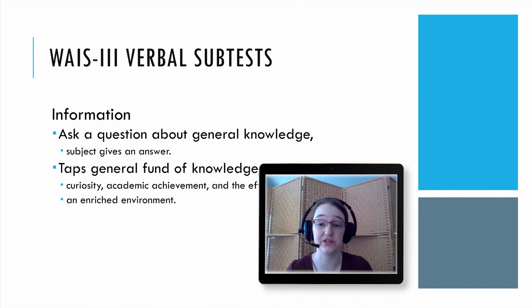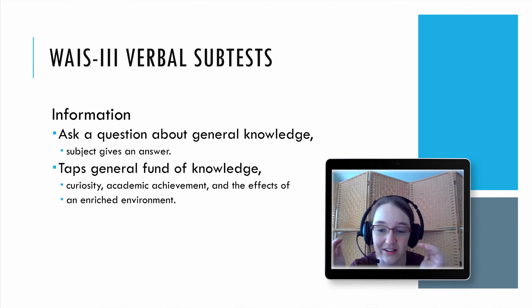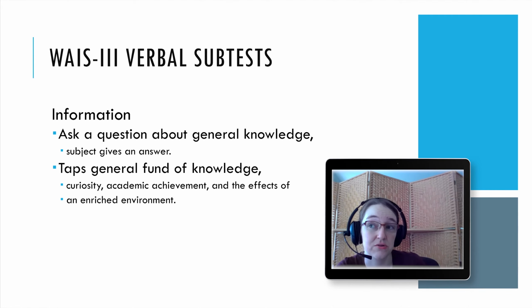Information. So this asks questions about general knowledge and subjects give an answer. So this taps that general fund of knowledge and also curiosity, academic achievement, and the effects of an enriched environment. And so this one's very culturally bound. For example, how many senators come from each state in the United States? The answer currently is 2. It would take a constitutional convention or amendment to change that. But some of these questions are context dependent.